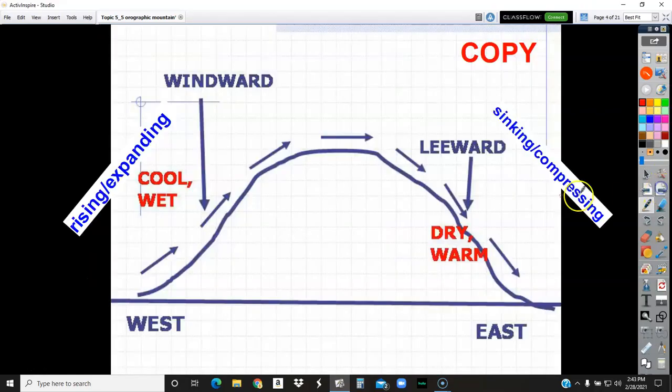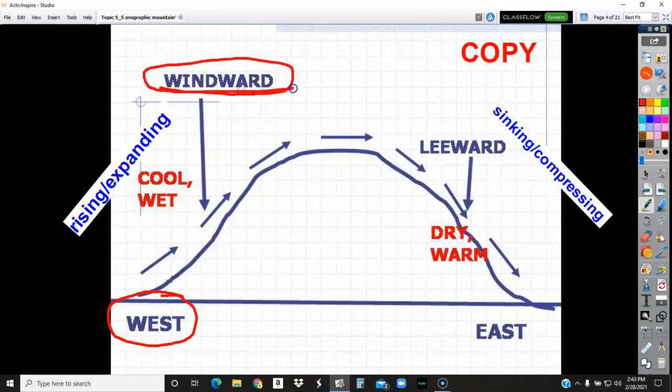And so in the United States, the west side of the mountain range is called the windward side. And it's easy to remember because they both start with W. That's how I keep it straight in my head. So the western side of a mountain range in the United States is the windward side. Now, that's not going to be the case all over the world. It's whatever side the wind is hitting is the windward side.